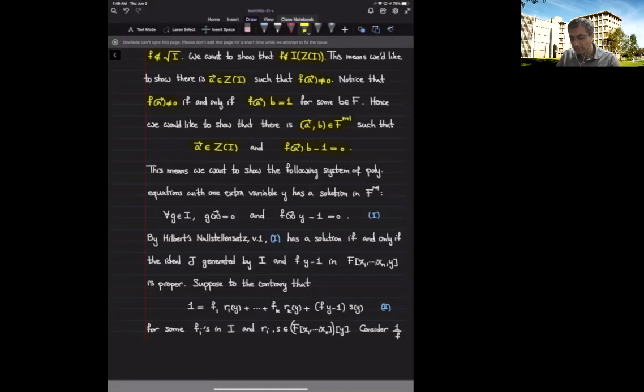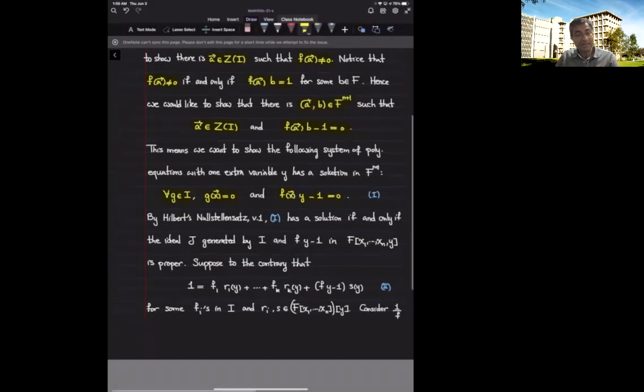So essentially we are asking whether or not this system of polynomial equations has a solution: for every g inside the ideal I, look at g of x, and I want to make sure that these are 0, and then I look at f of x times y minus 1, and I want to make sure that this one is 0. So I'm giving you a system of polynomial equations, and I'm asking whether or not this system has a solution in F to the power n plus 1. By Hilbert's Nullstellensatz version 1, we know this system has a solution precisely when the ideal generated by these elements of I and this element, f y minus 1, in the ring of polynomials with variables x1 to xn and y is a proper ideal.